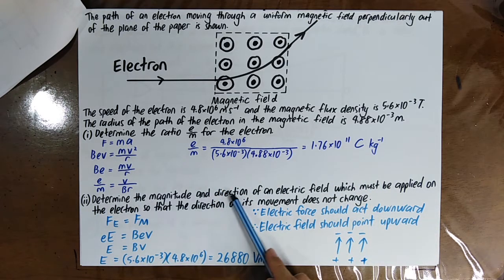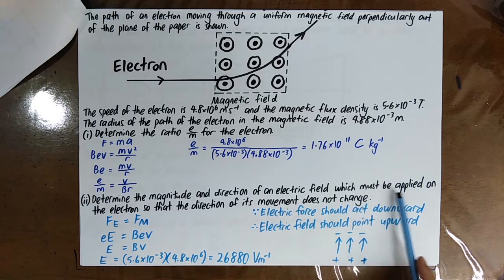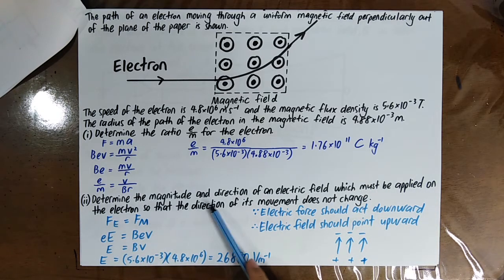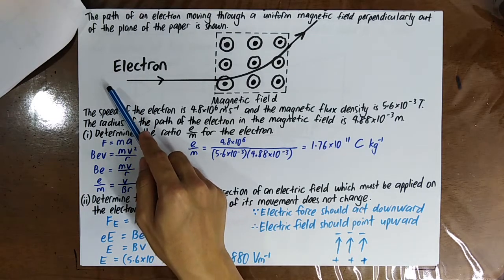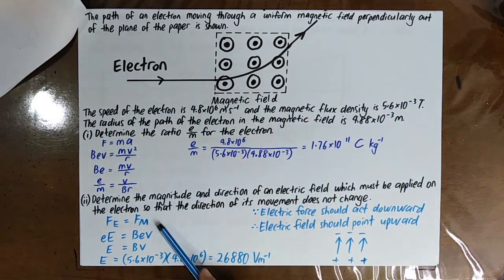Determine the magnitude and direction of an electric field which must be applied on the electron so that the direction of its movement does not change. If you want the direction of the movement not to change, that means you want the electron to move in a straight line. That means the magnitude of the electric force must be the same as the magnitude of the magnetic force. So you can find the value of the electric field strength.